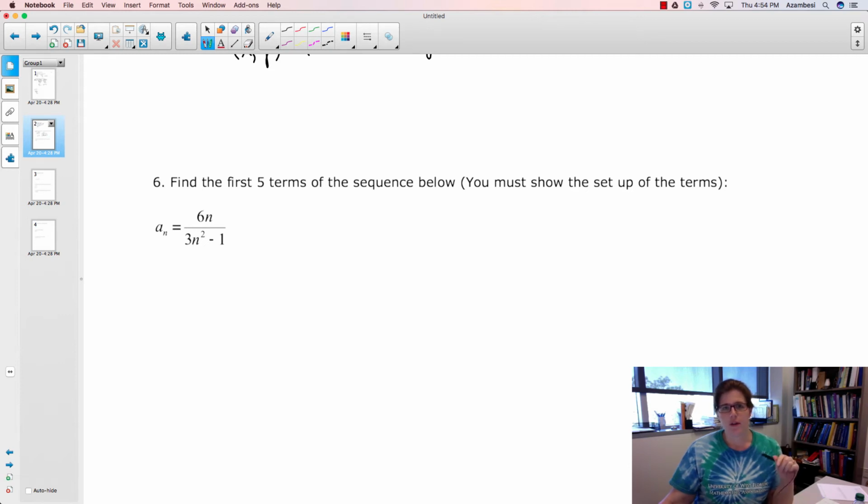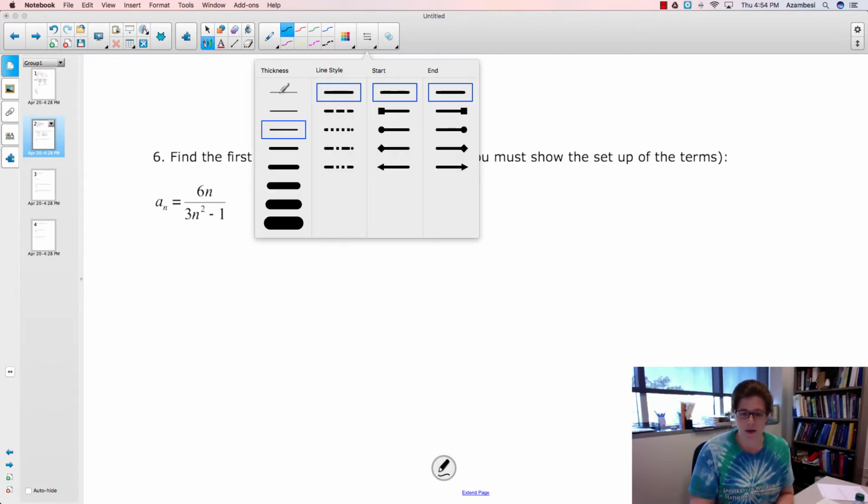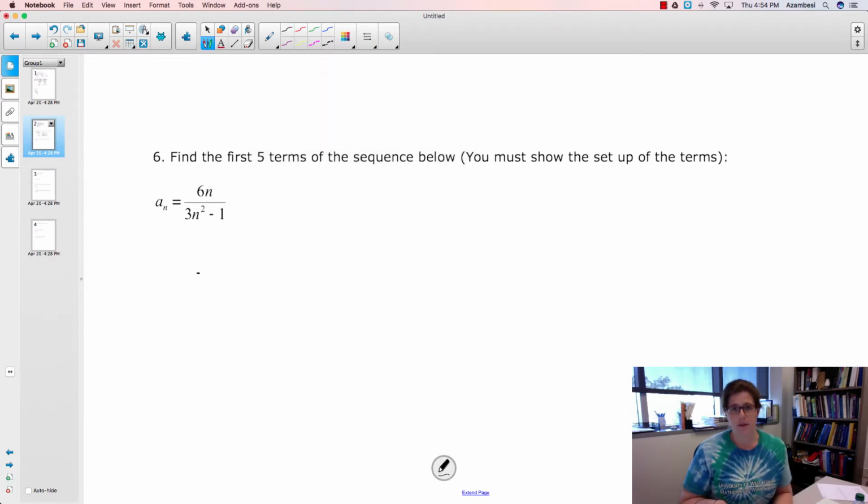Alright, I want to go over a few things about sequence and series. You are going to have to find the first 5 terms of a sequence, both a regularly defined sequence and a recursively defined one. For each of these, I want you to set up the terms. I know some of you possess calculators that'll do sequences, so I want you to actually show me that.